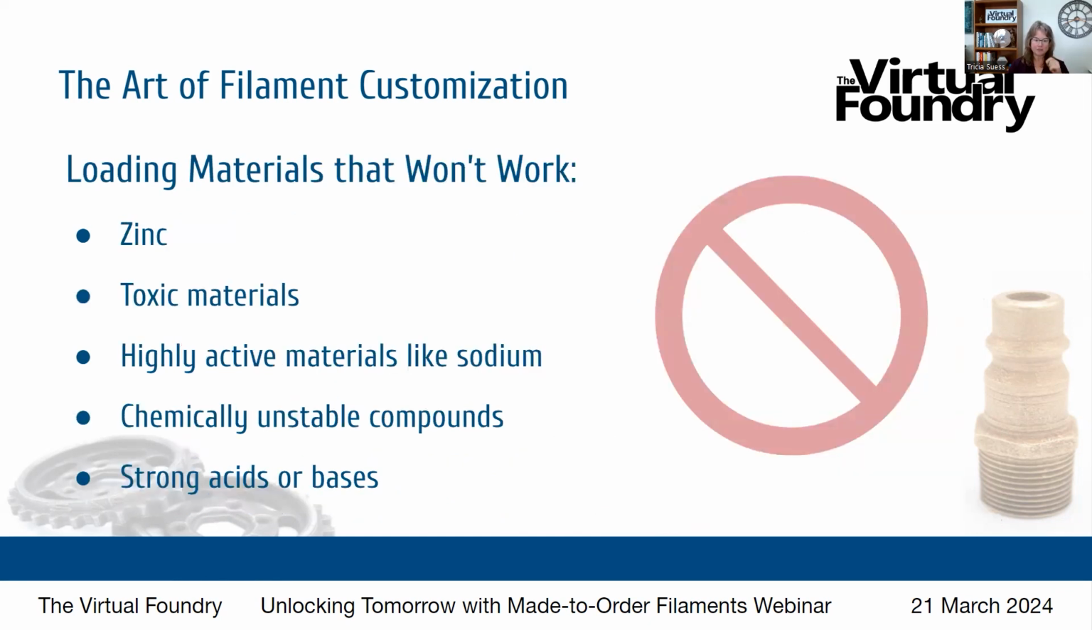Now, there are some materials that will not work in the process. Those include zinc, toxic materials, highly active materials, chemically unstable compounds, strong acids or bases. Now, most of these look pretty obvious, like the reason is obvious why we are not able to work with those, but that zinc one might be a question. The chemistry of zinc messes with the chemistry of PLA. So our current binder can't be used with zinc. Unfortunately, that eliminates all versions of brass.